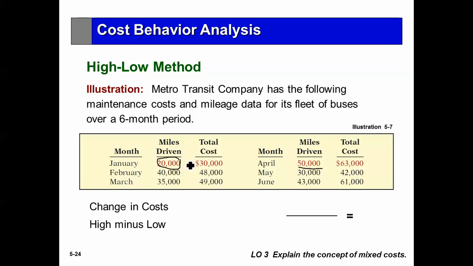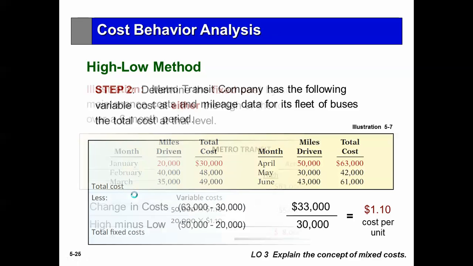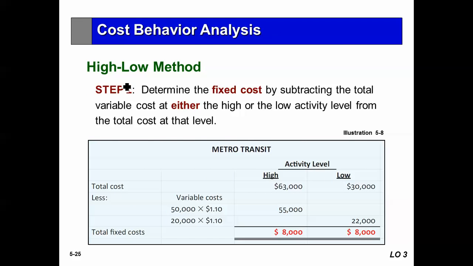What we do is we take the change in costs, which is 30,000 and 63,000, over the change in activity, 20,000 and 50,000. And so we say, okay, the costs changed 33,000 when we did 30,000 more miles. So obviously, the cost is $1.10 per mile. That's the variable portion.